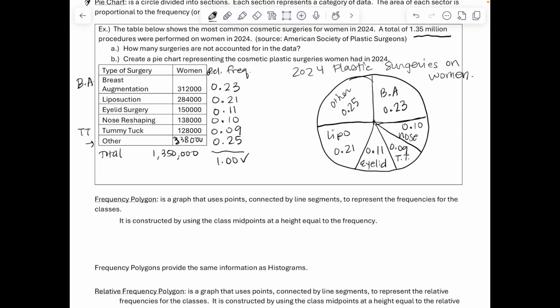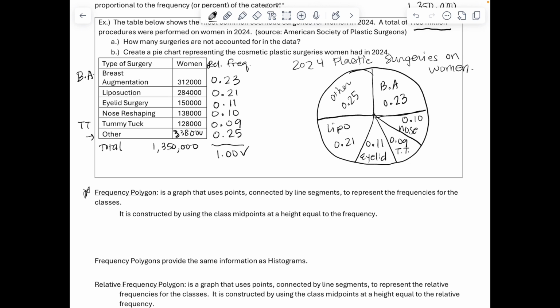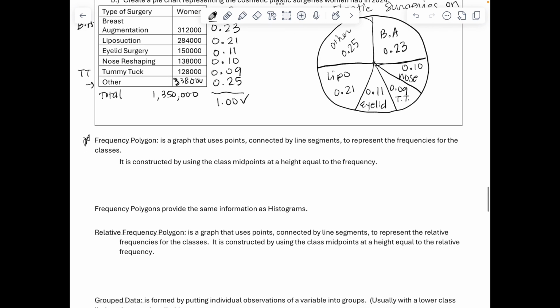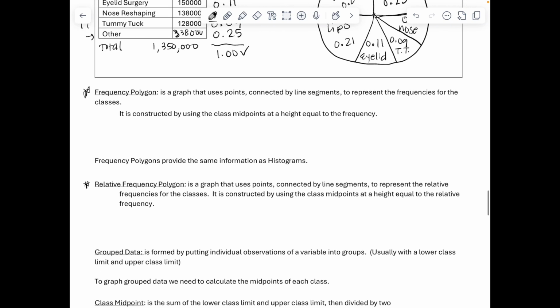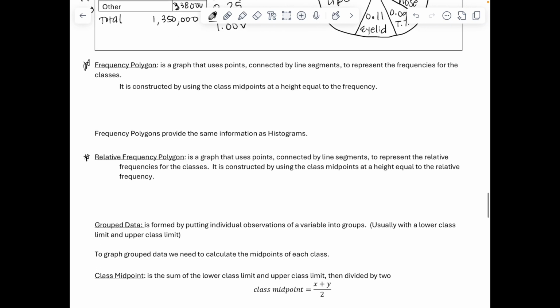The next thing that we have is called a frequency polygon and also a relative frequency polygon. And these are very similar. And so when we're talking about these, I'm going to go ahead and draw 2 graphs, so make sure to include these in on your notes also for each of these.